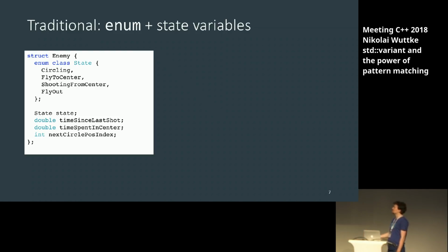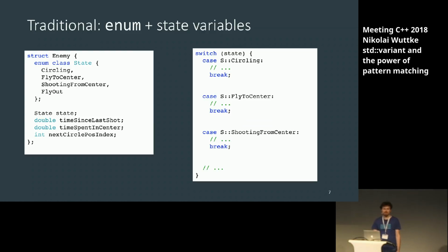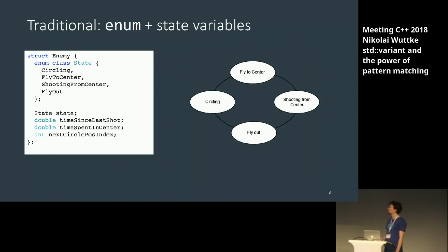All right. So, and then each frame, you do a switch on your current state, and you do whatever you need to do based on the current state. And that's all fine and working well. But there's one problem with this approach. So we have these 4 states, and we have these 3 additional variables.